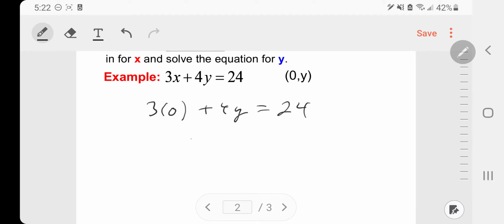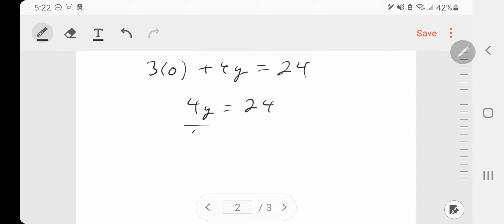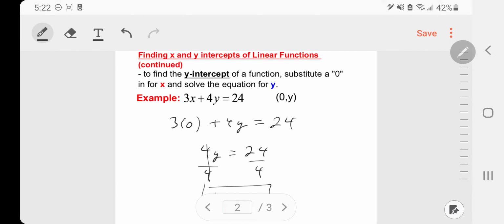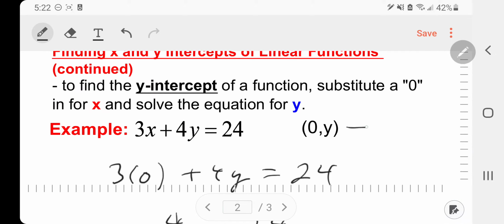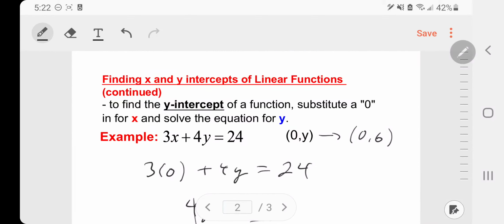3 times 0, that cancels out. 4y equals 24. And then divide both sides by 4, and we get y equals 6. Okay, again, put it in the coordinate. It's going to be (0, 6).